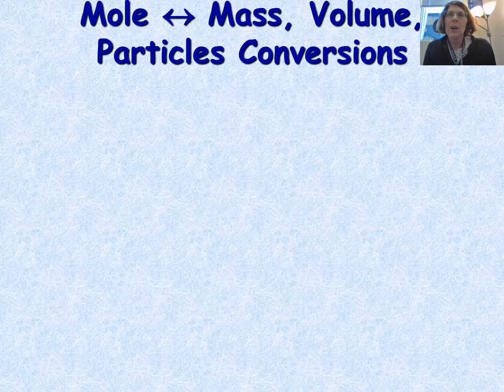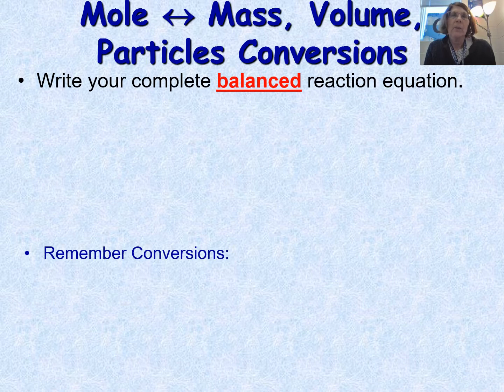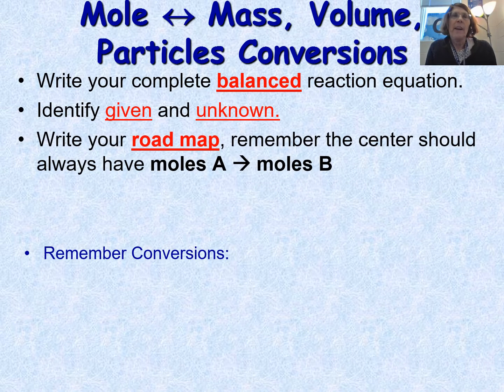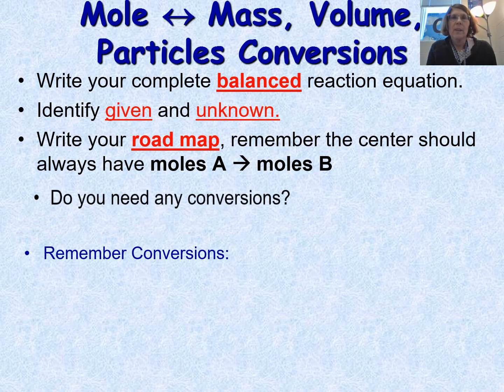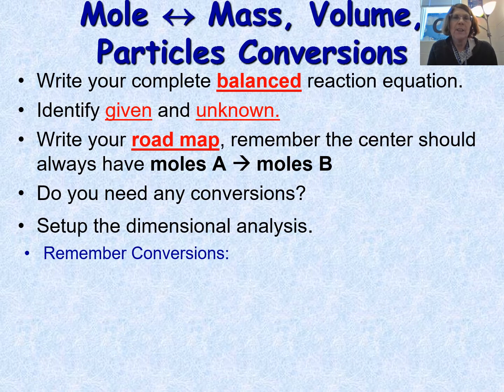Okay, so now we're going to talk about moles to mass, volume, or particle conversions. So we want to make sure we have a balanced reaction. We're going to identify our given and the unknown. We're going to write a roadmap, how we're going to go from moles A to moles B. And then, do we need conversions? So that's the dimensional analysis.